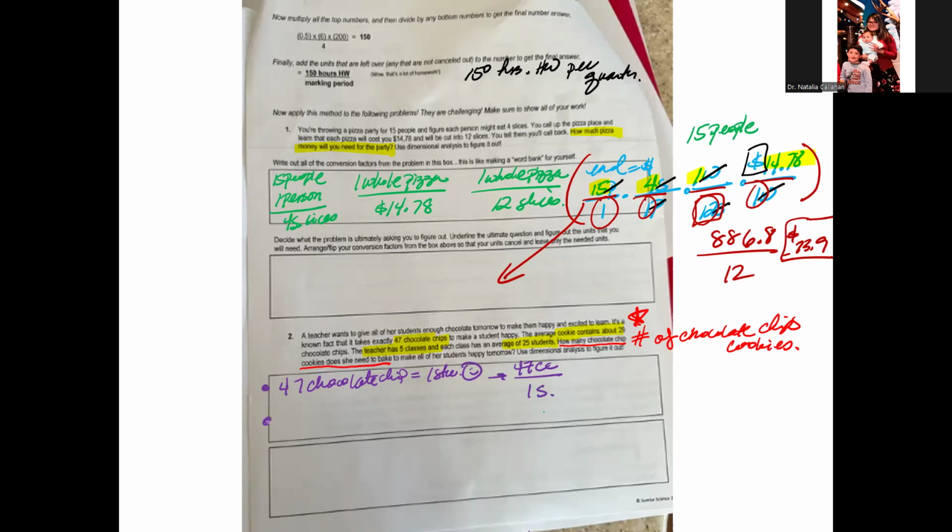Next one. What's another number that they give you? The average cookie contains about 29 chocolate chips. 1 cookie equals 29 cc, chocolate chip. So we're going to write that in a fraction. We put 1 co equals 29 cc for chocolate chip. Does that make sense? Yeah. Because you have to convert it into a fraction. What's the third one?